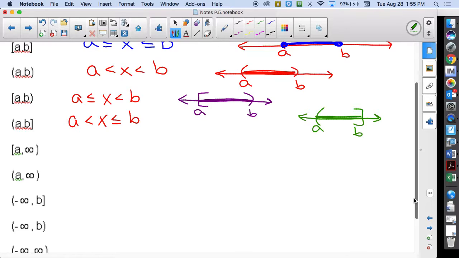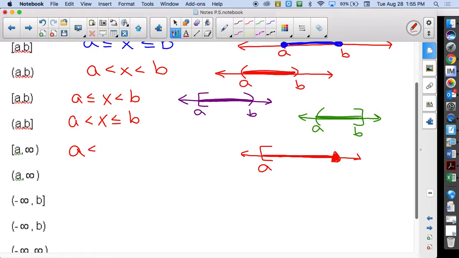So looking at the graph again, first of this one here, we have bracket A up to infinity. That's what the graph would look like. So it starts at A, it goes forever to infinity. What would that inequality really be? Michael? Just be A is less than or equal to X.